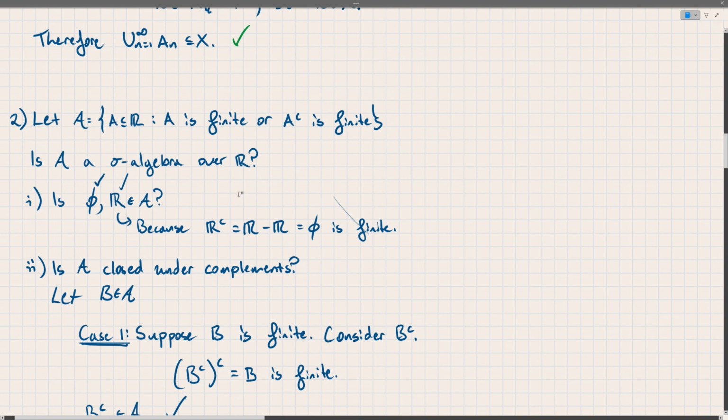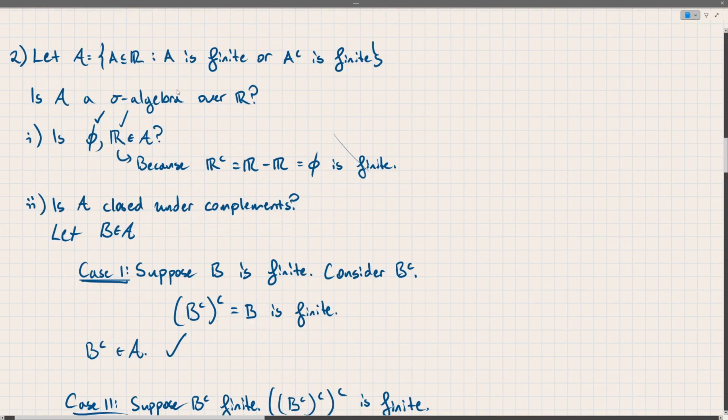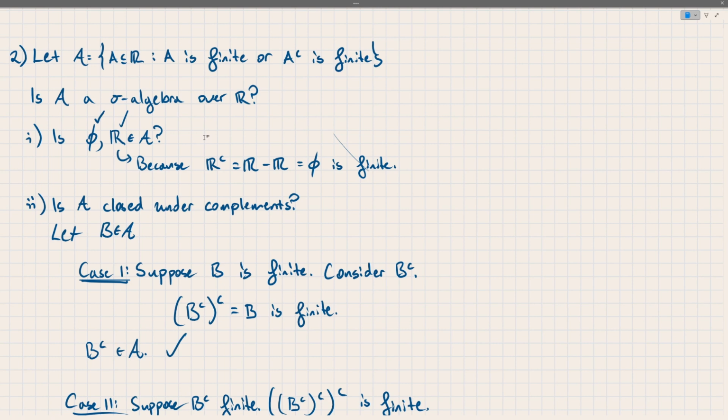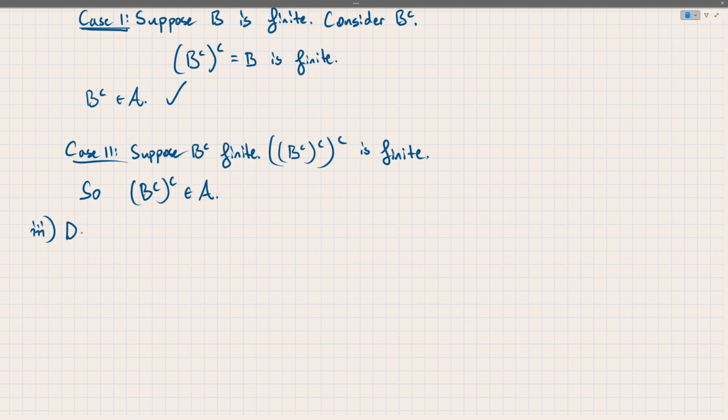Let's see if we can take this home and determine if it's closed under countable union. Well, if I take a countably infinite union of finite sets, will I get a set that's finite? Well, obviously not. But could its complement be finite? Not necessarily, unfortunately. So this does not hold.